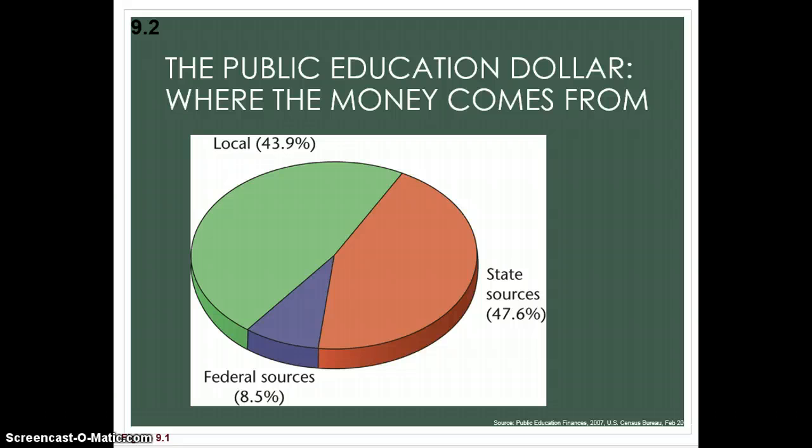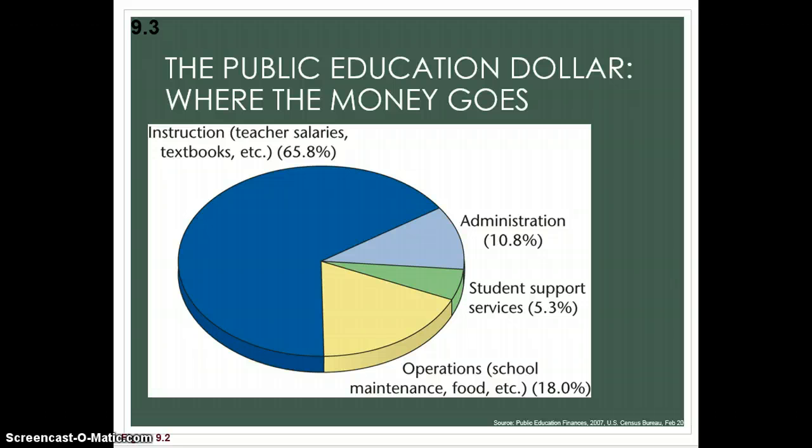Now, where does this money go? Most of it goes towards instruction, as you'd expect. Another large portion goes to administration, operations, and student support services, such as guidance counselors. Now, do you think this looks like what it should look like? Should we spend the money differently? There's not one right answer to that, but it's important to note that the majority goes to instruction.